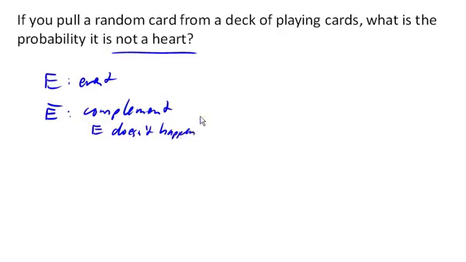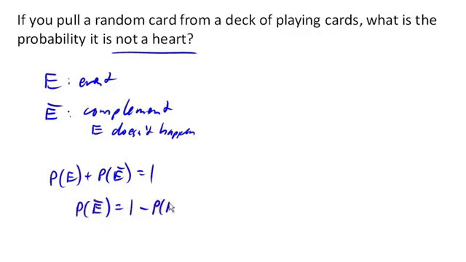Because the probability of something happening is 100% or 1, the probability of an event happening and the probability of the event not happening need to add up to 1, or 100%. And so the probability of an event not happening is 1 minus the probability of the event happening. So the probability of not getting a heart is 1 minus the probability of getting a heart.